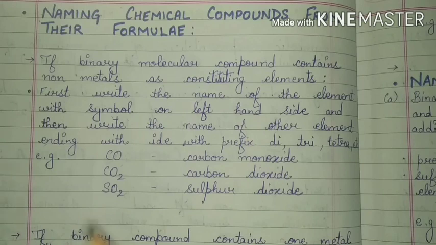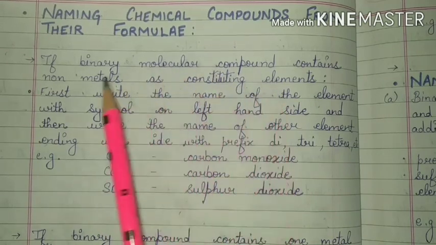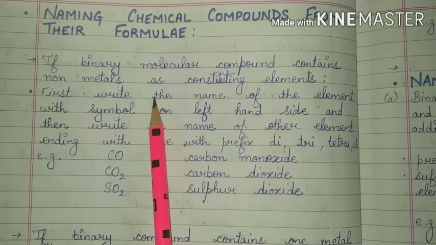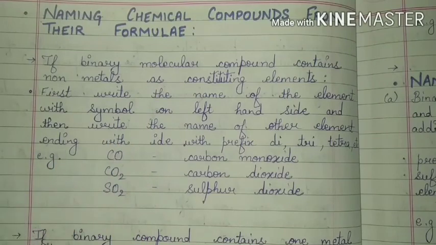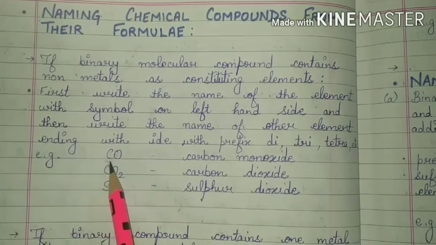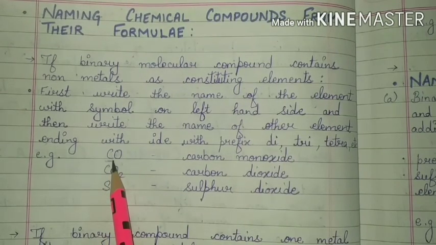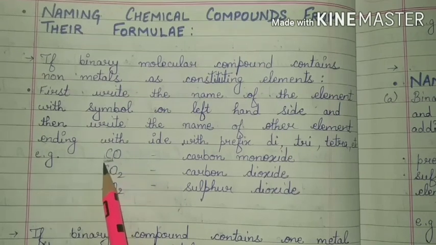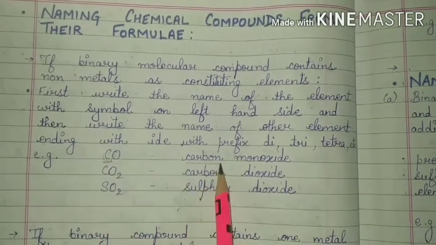Firstly, let us see if we are having binary molecular compounds which contain non-metals only. So for that, firstly we write down the name of element with symbol on the left hand side. For example, the element with symbol on left hand side here is carbon, that is C. So firstly we will write its name. We have written carbon here.